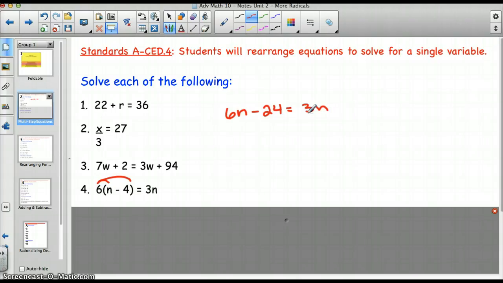Since the 3n is all by itself over here, I'm going to choose to subtract the 6n to move it to the other side. This cancels. Negative 24 equals negative 3n. And now I have to get the negative 3 away from the n. So I'm going to divide since it was multiplied. That cancels, leaving n. And on the other side, I end up with positive 8.